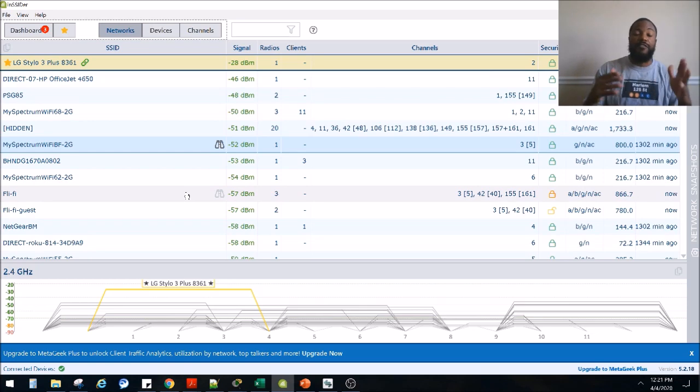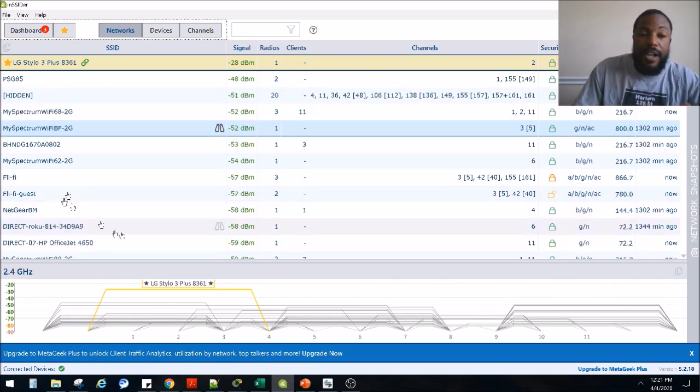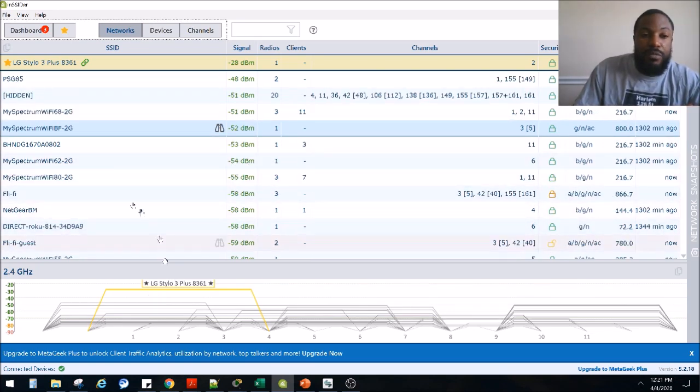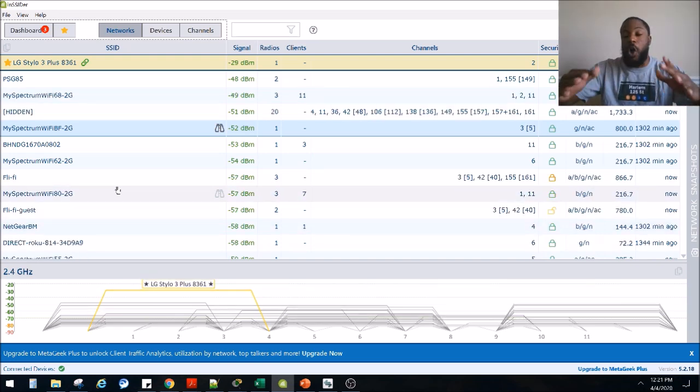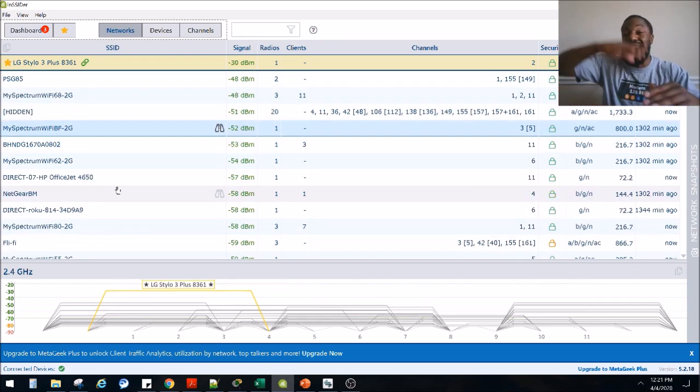This is just a visual representation of the Wi-Fi spectrum right here. This basically allows us, this is what you could call a spectrum analyzer. There are tons of them that are free out there. You can download them for free on your phone.